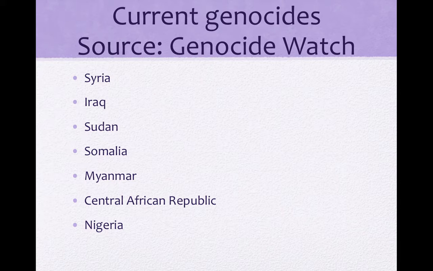they're really close. In Syria, the country's killing its own people. In Iraq, they're after the Kurds. In the Sudan, they're after different ethnic groups there, as well as Somalia. In Myanmar, they're ousting Muslims. The Central African Republic is just a mess, and the same in Nigeria. So these are things that are going on right now. So genocide isn't over. The Holocaust wasn't the one and only.